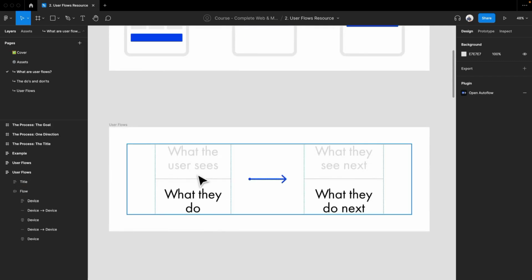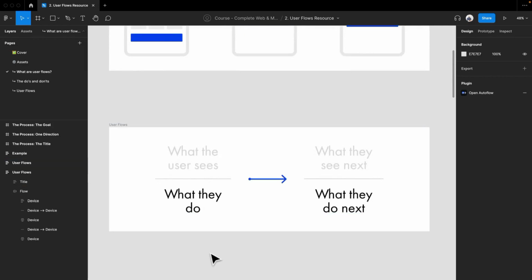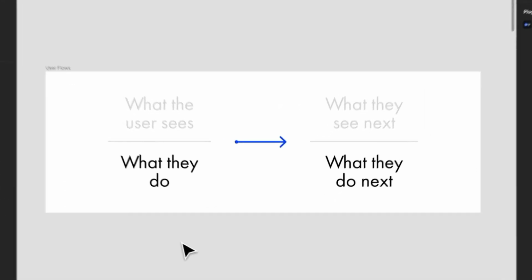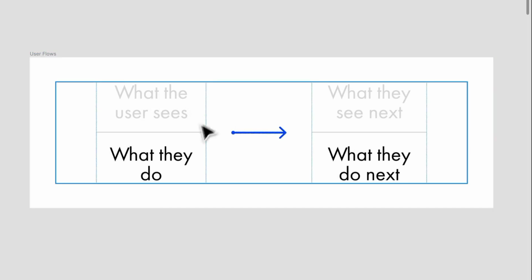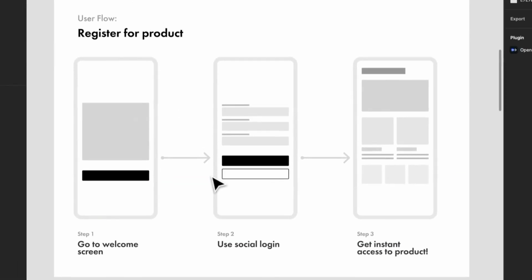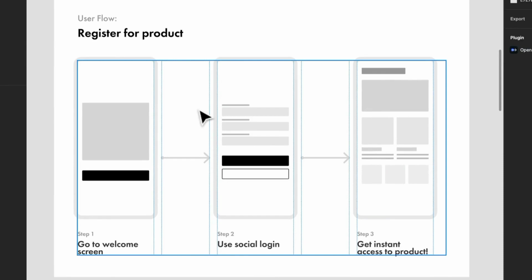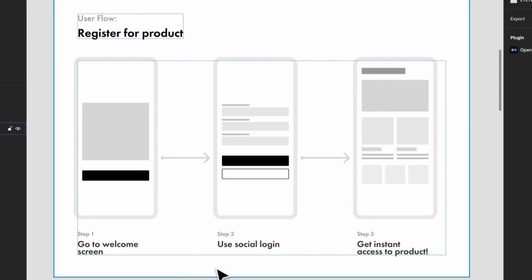I really like this quote. Ryan Singer from Basecamp created a great shorthand for user flows, and he actually calls them UI flows. It's basically what the user sees, and then what they do, and then the next step is what the user sees next and what they are going to do next. It's really simple. But ultimately, user flows are just another method that designers are going to use to define their product experience, websites, etc.